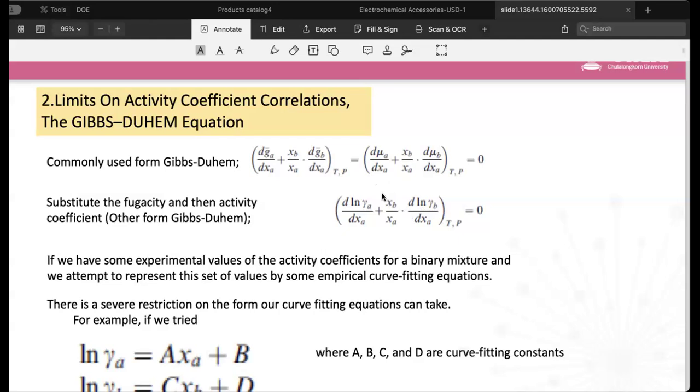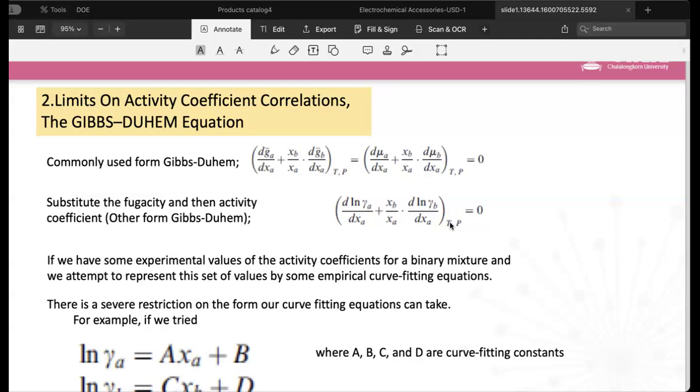Okay, it might be always true. If you perform an experiment and the data you obtain do not follow the Gibbs-Duhem equation, then what does it mean? It means your data contains error and you have to correct it. I will tell you later about the method to validate the VLE data. Today we will learn about that.